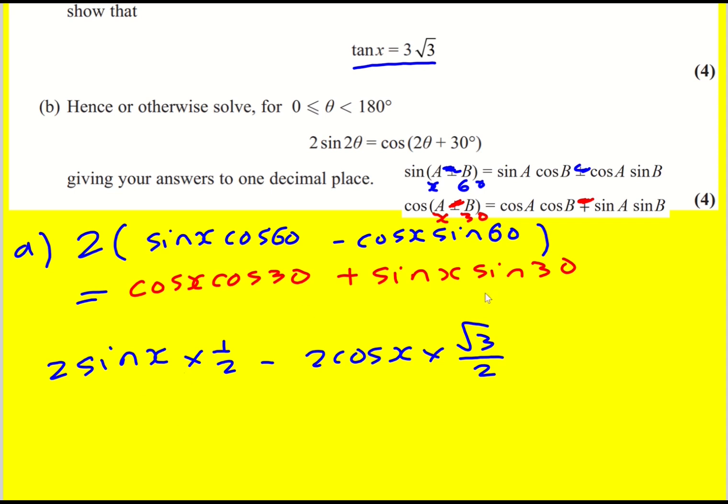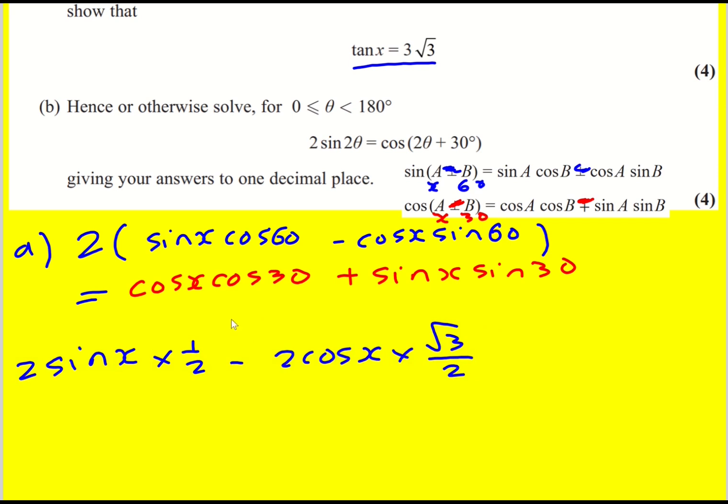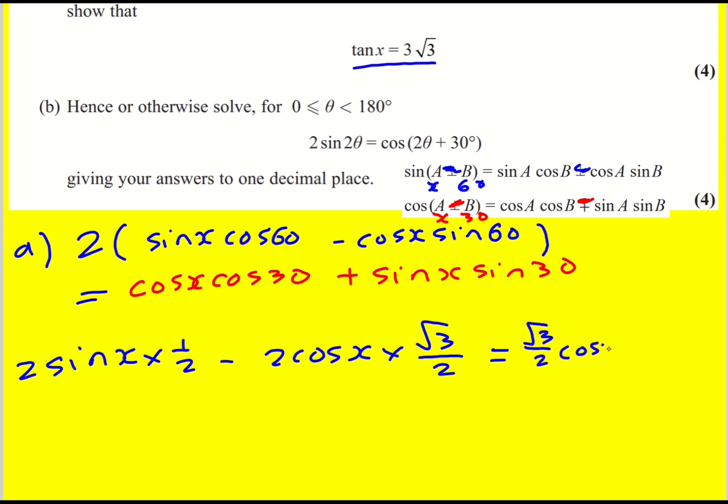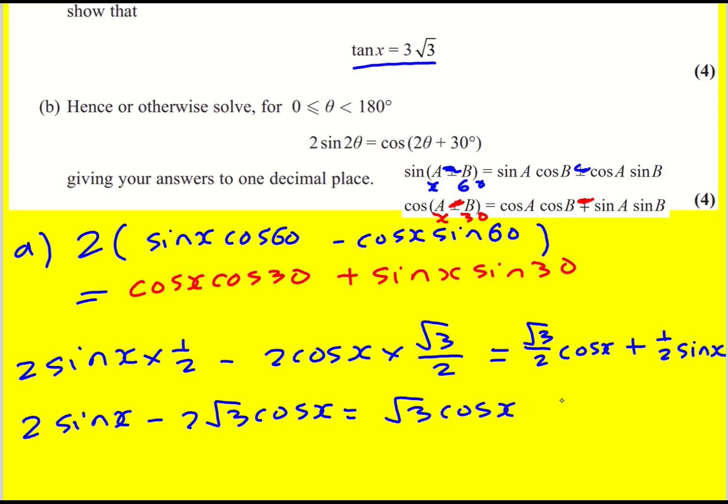And then that will equal, I'm going to try and fit this on one line now. That will equal cos 30, which is root 3 over 2, times cos x, plus sine 30 is a half, plus a half sine x. I'm tempted to cancel out the half and the 2, but the best thing to do now is just to times through by 2. So I'll get 2 sine x minus 2 root 3 cos x equals root 3 cos x plus sine x.